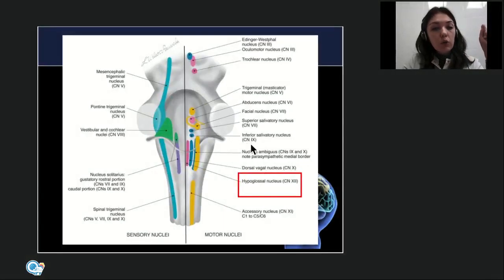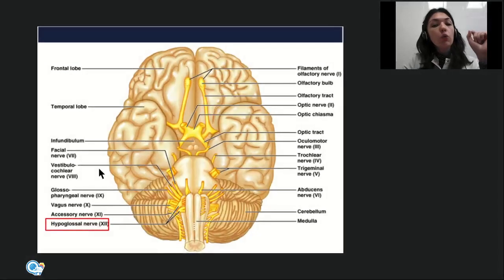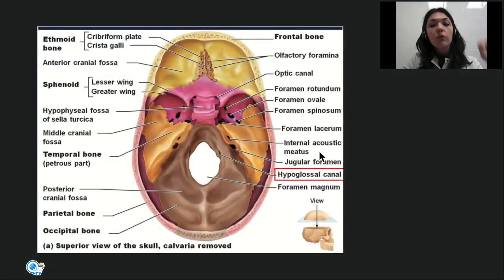So the nucleus of the hypoglossal nerve is projected onto the hypoglossal trigone. It is motor, and it is located in the medulla oblongata, yes? And roots of the hypoglossal nerve leave the brain through the anterolateral sulcus, and the nerve leaves the cranial cavity through the special hypoglossal canal that is located in the base of the occipital condyles.